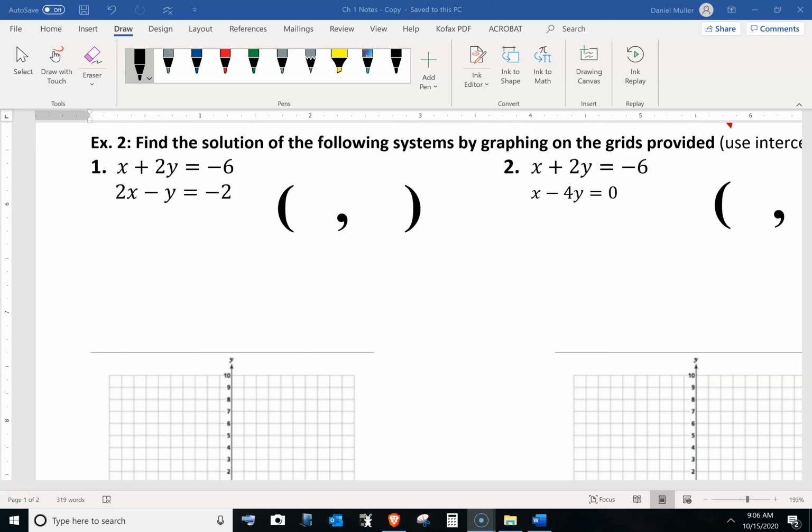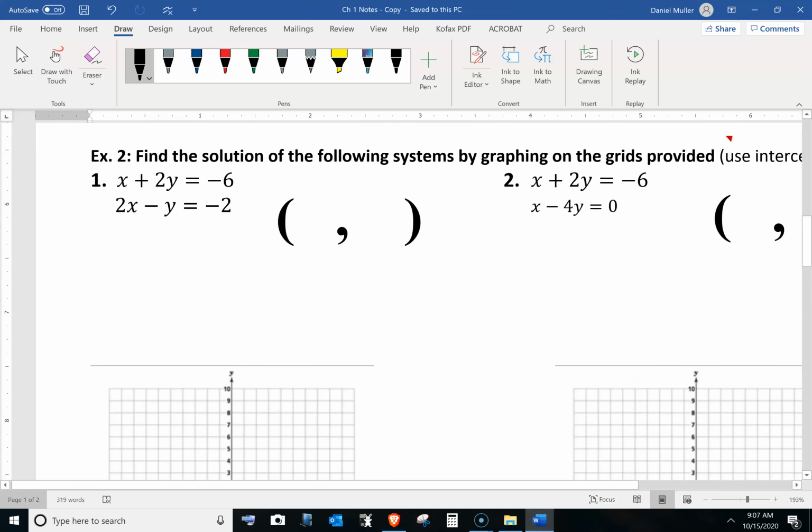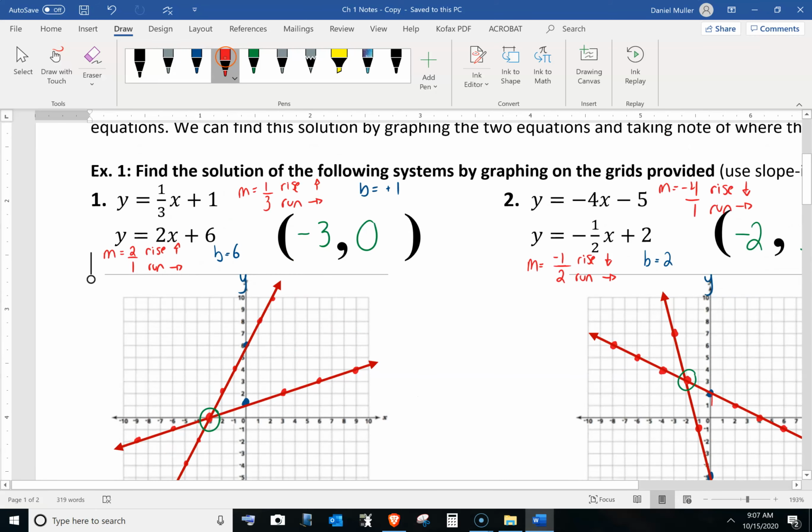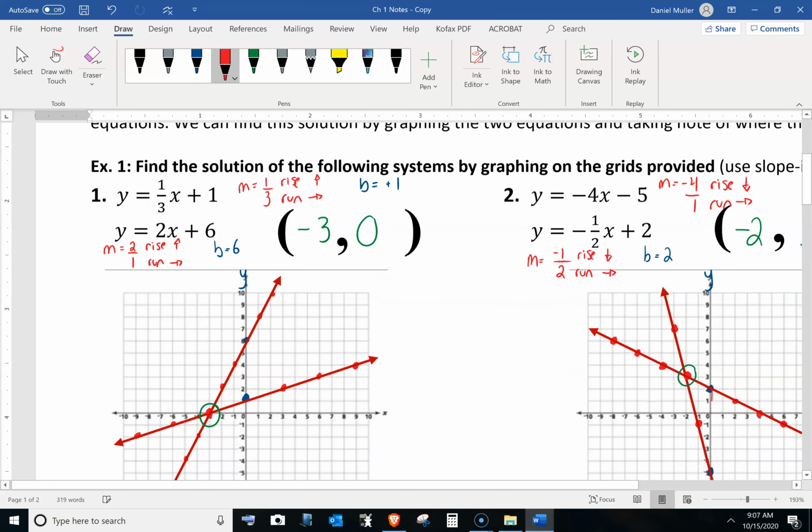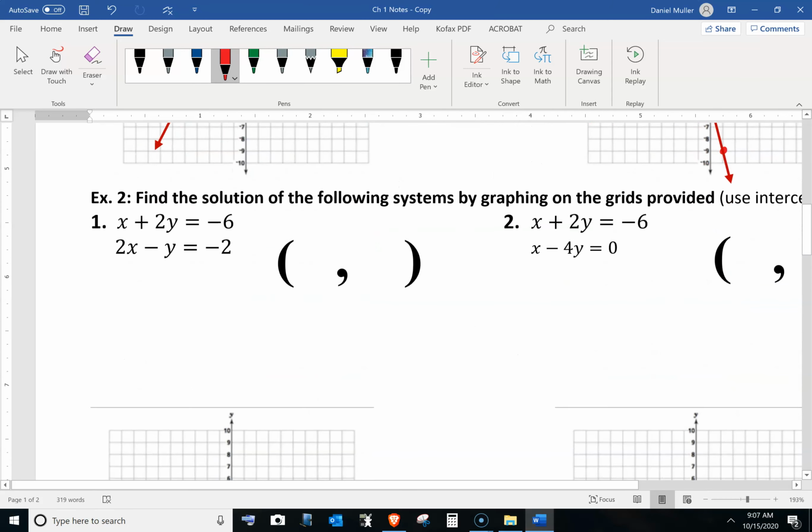All right, example number 2, find the solution to the following systems. Now, systems can have multiple equations, but we're always just dealing with 2. So we're only going to have 2. What makes this example a little more unique is that the equations are not in y equals mx plus b form, meaning we can't just say, hey, there's the slope, and hey, there's the intercept. We can't do that because it's not written in that form. We're going to have to get the y alone.